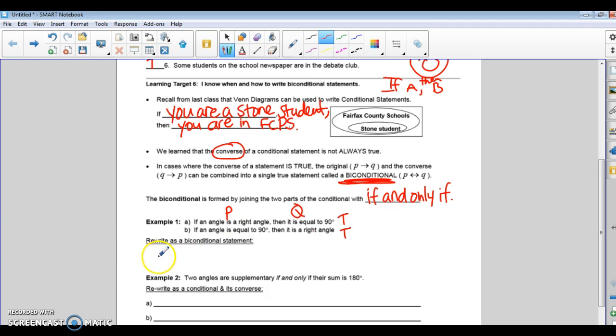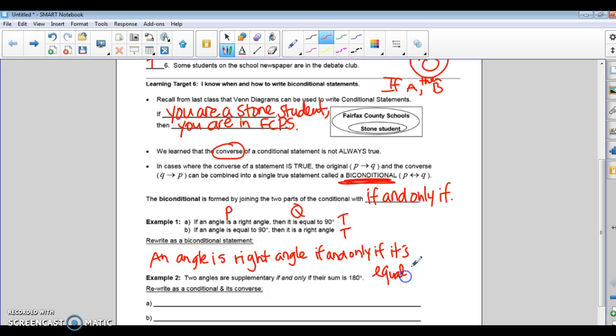So we can make it into a biconditional statement. We can say an angle is a right angle if and only if it is equal to 90. Okay, that is my biconditional statement. All right? Easy enough.